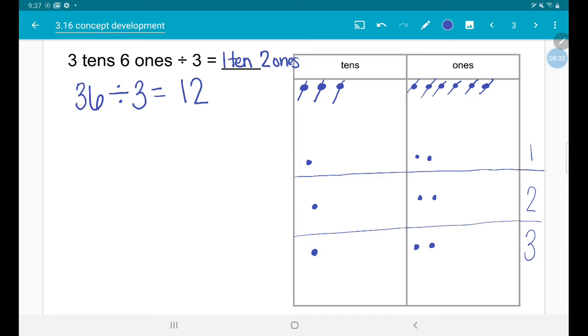What goes inside the division house? 36. That's our total. And how many groups am I dividing it into? 3. So that goes on the outside.